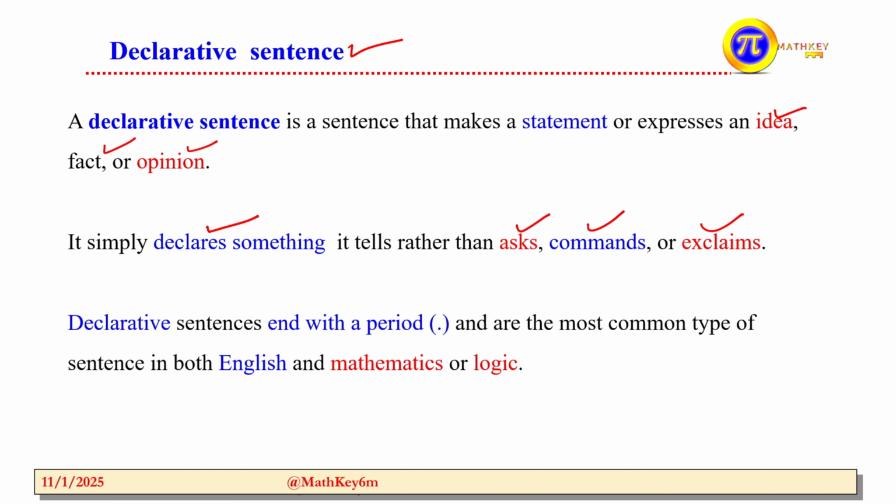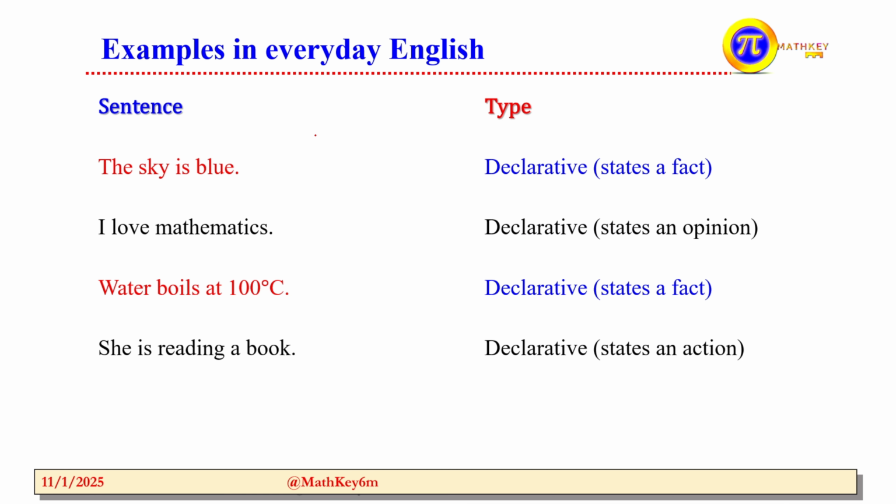Or in the other case, a declarative sentence ends with a period, or this is a full stop. It is the most common type of sentence in both English and mathematics. We'll see some of their differences. Let us see the difference of declarative sentences in English and mathematics with examples in everyday English.